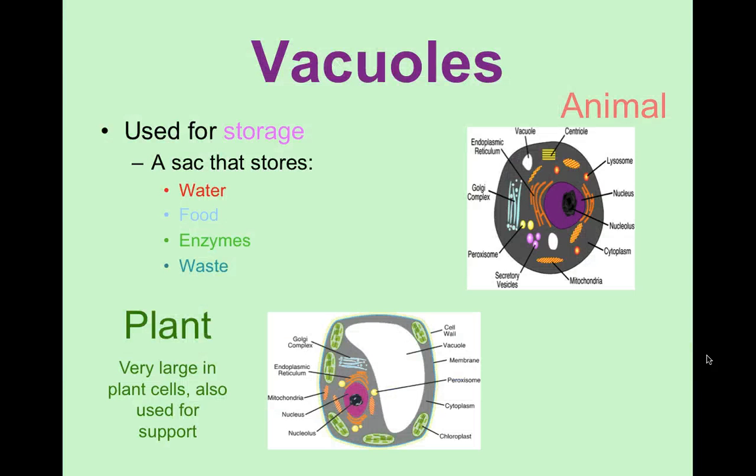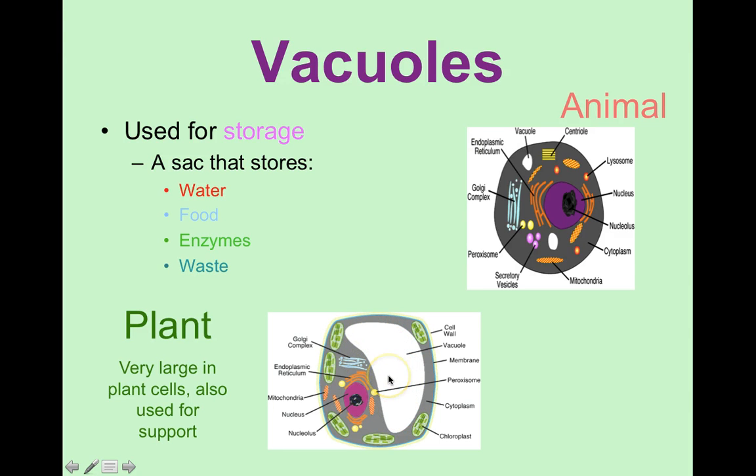All right, vacuoles. Vacuoles are used for storage. It's kind of like the closet of the cell. It stores water, food, enzymes, and waste products. Animals have vacuoles. We may have 2 or 3 of them, and they're going to be generally pretty small. Plant cells, it's very, very large. It looks like this giant empty swimming pool in here.